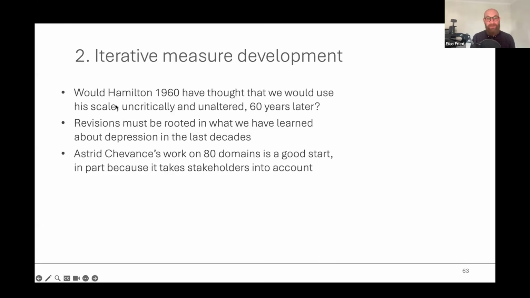And then we need iterative measurement development. Again, I talked about this already. I very much doubt Hamilton would be happy to learn that we use this scale unchanged and unaltered 60 years later. It's kind of crazy, actually. I think he would think that is a bad thing, not a good thing. And again, I think that Astrid Gemon's work on these 80 domains is a really good start because it takes experiences of stakeholders into account, which includes very much nurses and lived experience experts, partners of people with mental health problems and so forth. I think this is something where we have not done enough work.